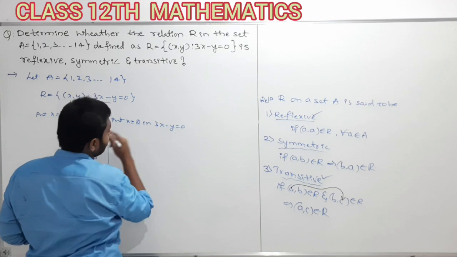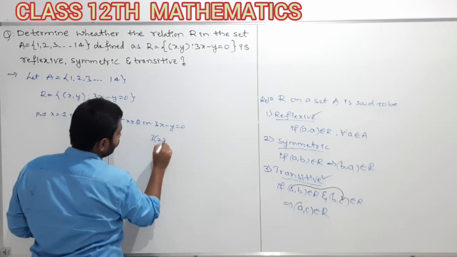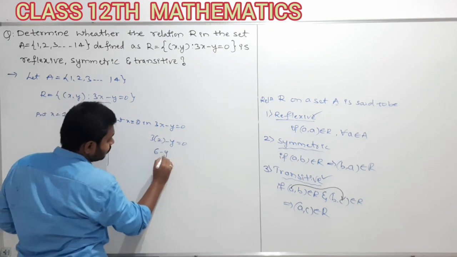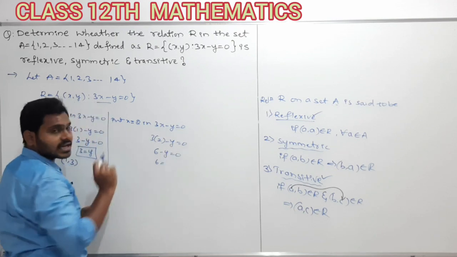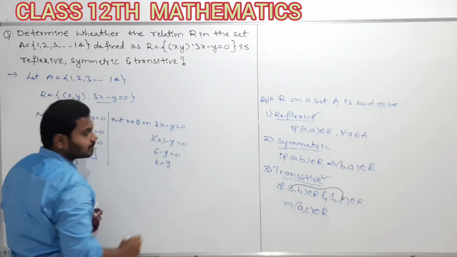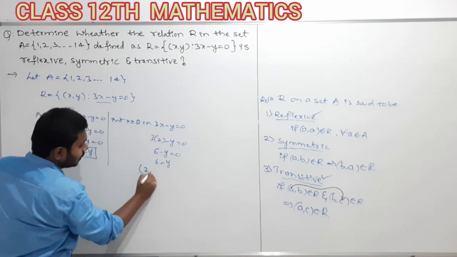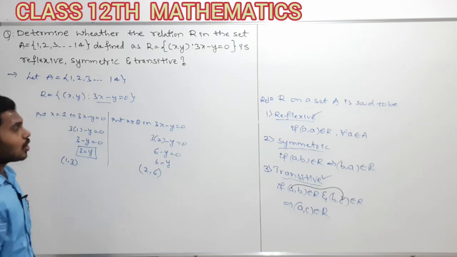So my dear students, x equals 2. If you substitute x equals 2 in this equation, what happens? 3 into 2 minus y equals 0. 3 2s are 6, minus y equals 0. And here 6 equals minus y. If I shift that side, it will become plus y. So if you substitute x value 2, your y value is 6. The next ordered pair you are getting is 2 comma 6.